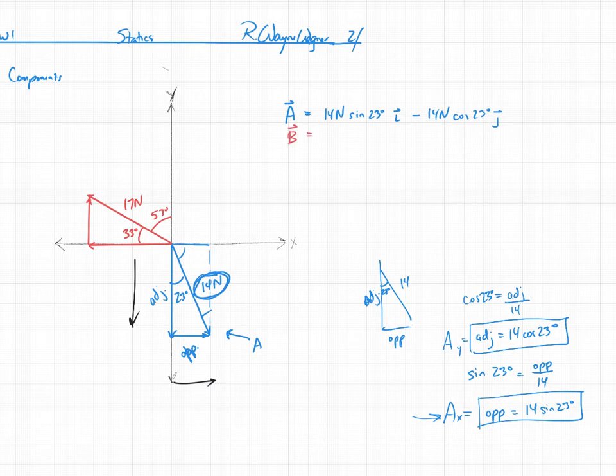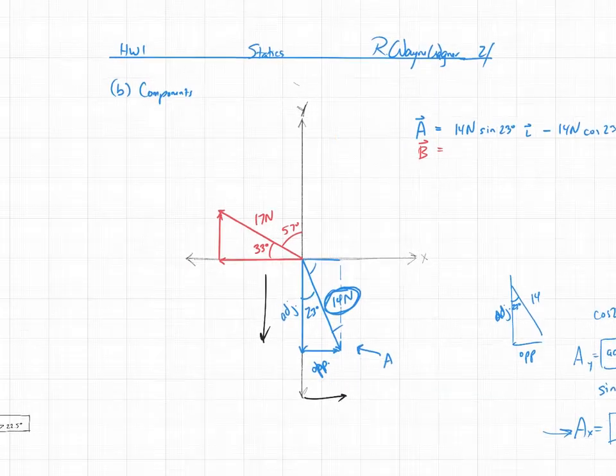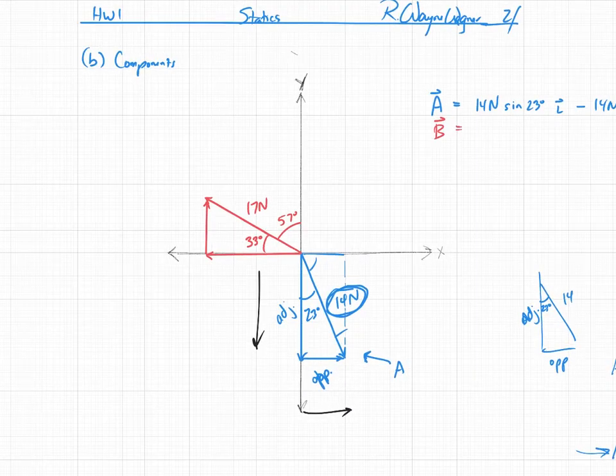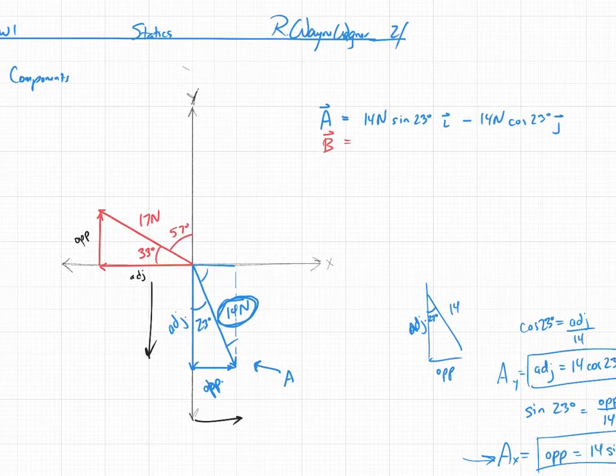Now we're going to do B. Notice we've got the same things going on here. The only difference for this triangle is that the adjacent is in the X direction, and the opposite is in the Y direction. So for B, we've got 17 newtons. Which one of these is the adjacent? This is the adjacent, so the X direction is going to get the cosine.